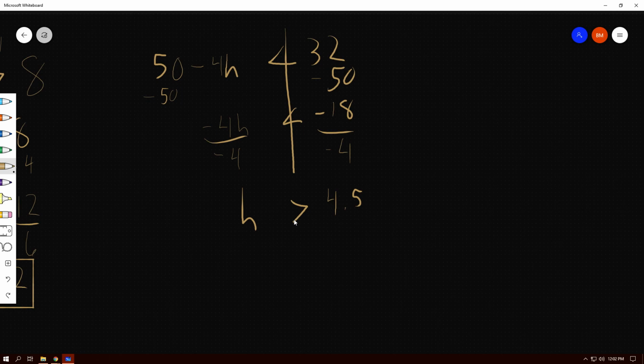And because we know it's an inequality solution set, after 5 hours, it will also be below 32 degrees, after 5.5 and 6, etc. So any number that is greater than 4.5 would drop the temperature to below 32 degrees.